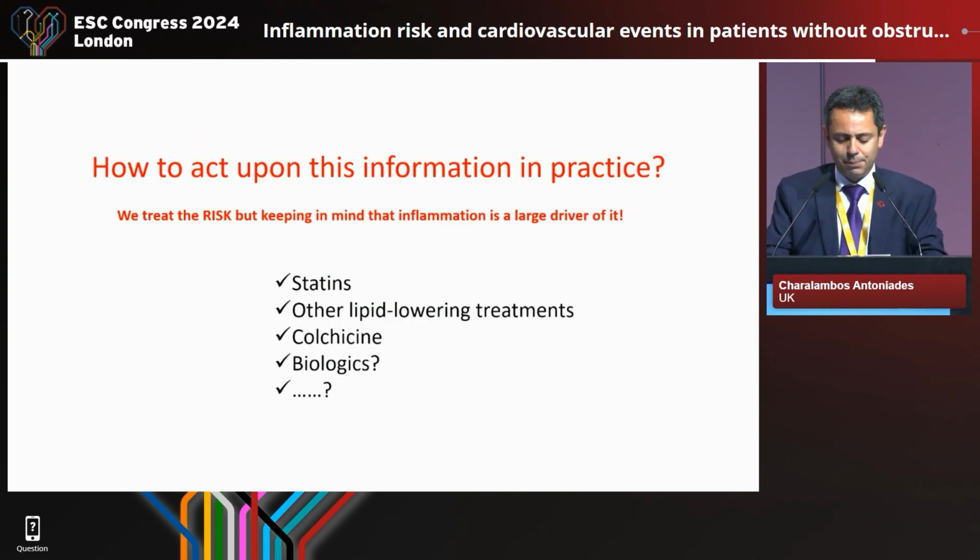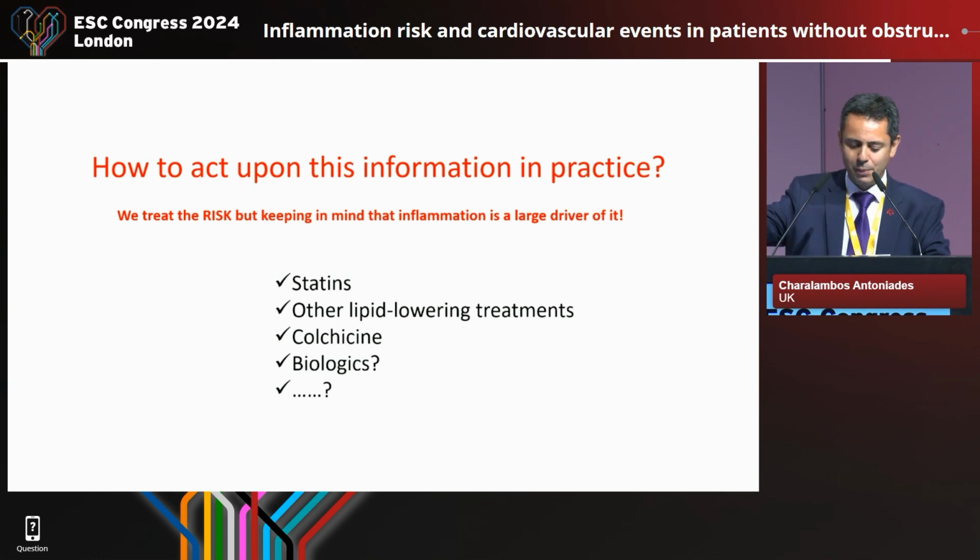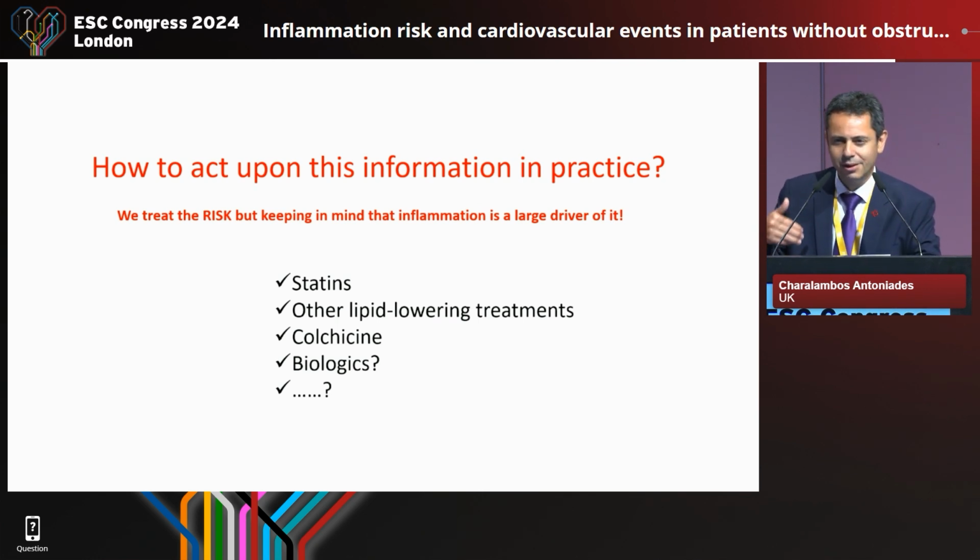Now, how to act upon this information in practice? Well, you just apply the guidelines. If you know what the risk of your patient is, and you know that the risk is very accurate, then you just follow the guidelines. The guidelines say, start statins, increase the dose of statins, go to maximum dose if you are very high risk, consider other lipid-lowering treatments, consider colchicine, although the guidelines don't tell us when.